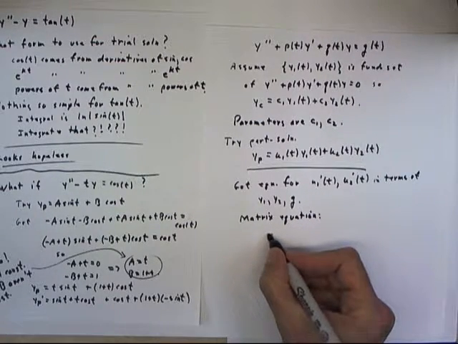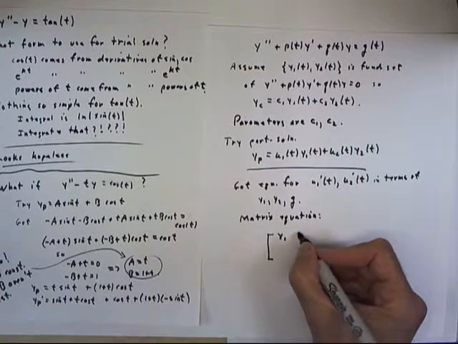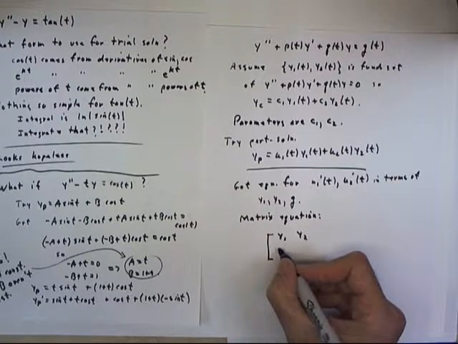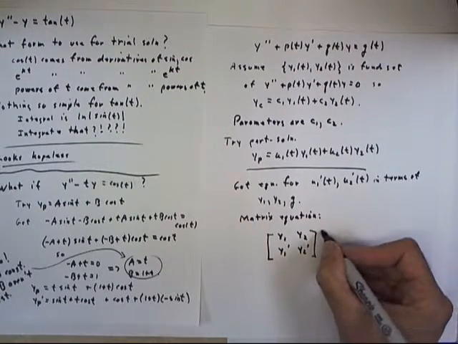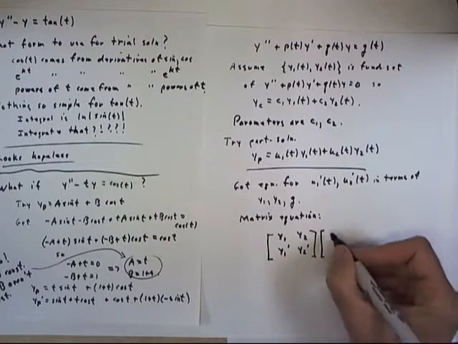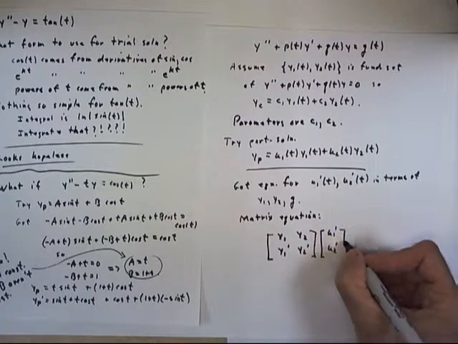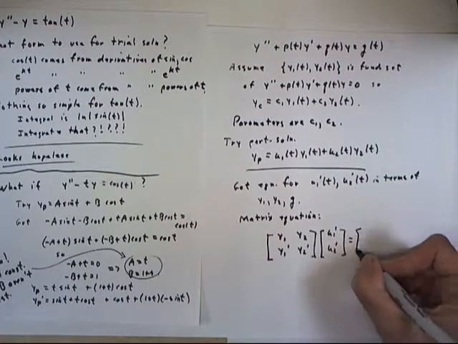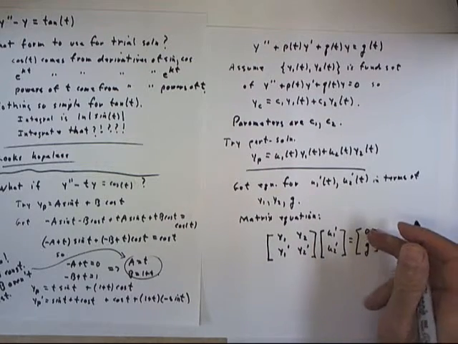The equation to which I refer is a matrix equation. And it's not too complicated. It's simply y1, y2, y1 prime, y2 prime, multiplied by u1 prime, u2 prime, equals 0, g.